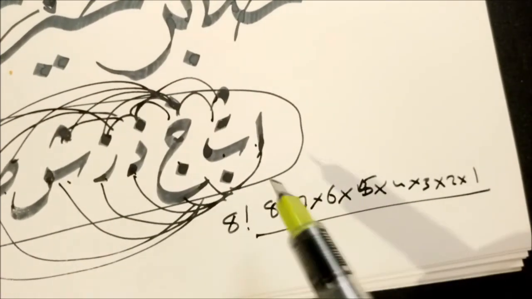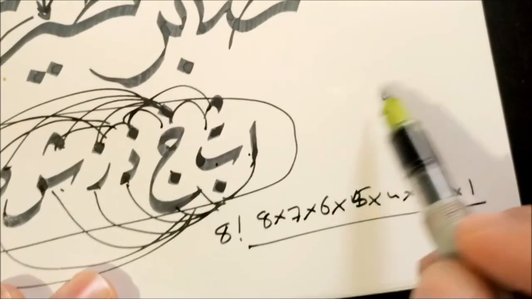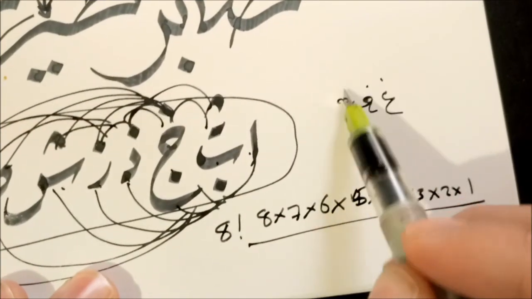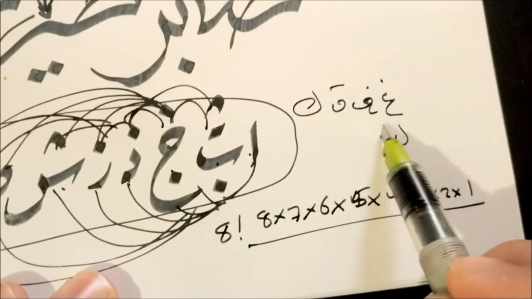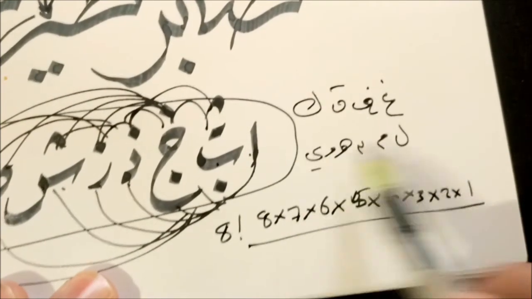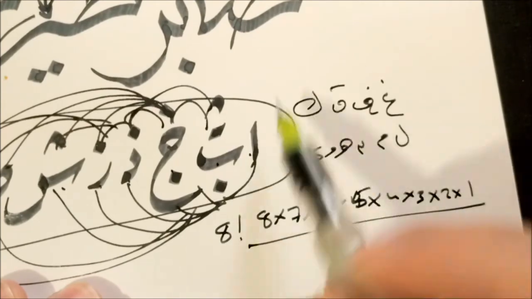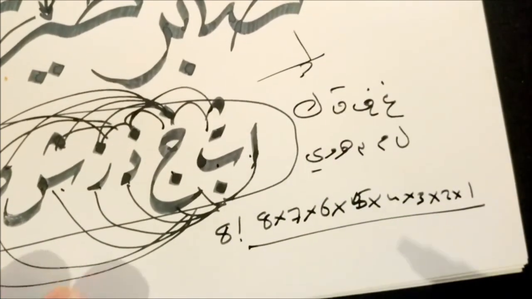I think it's middle. We've got ba, ain, ghain, fa and qaf. We've got kaf, lam, mim, noon, ha, waw, ya left. So yeah, we almost finished with the third letters.